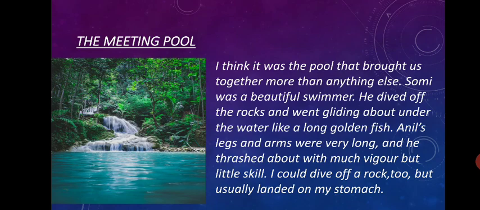Anil's legs and arms were very long. He used to dive with full energy but had less skill to swim, so he could not swim as beautifully as Somi did. Now let's talk about Rusty. If Rusty dived, what would happen? In a second, his stomach landed on the rock. It means Rusty could not swim. Seeing his friends swimming, he also used to take part in the swimming, but he could not.